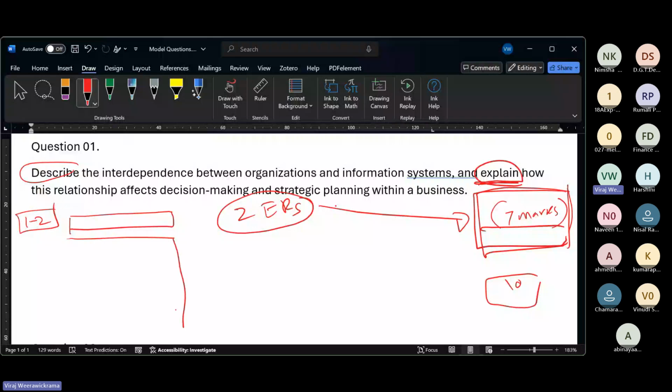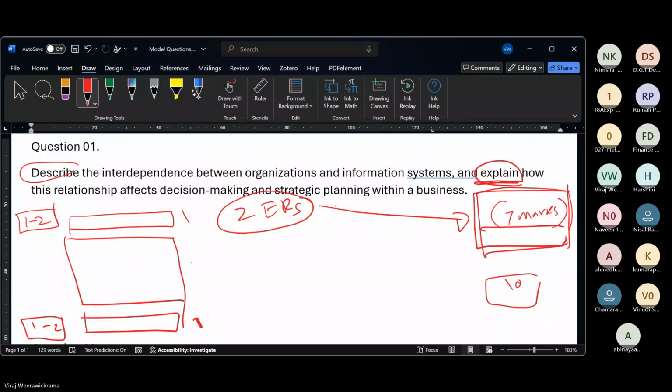Then you can start your content. Finally, 1 or 2 sentences as a conclusion. Then 1 mark is allocated for the introduction, 1 mark for the conclusion, and 5 marks for your content. In this content, you can explain the interdependence between organization and information system. Then you can showcase how this relationship impacts the decision making process of the organization and strategic planning. That's how you can plan your answer.